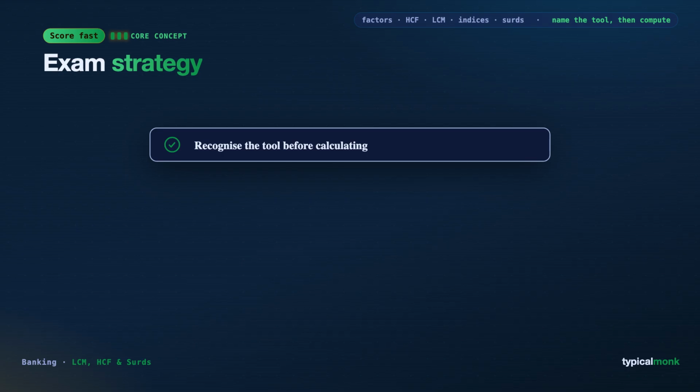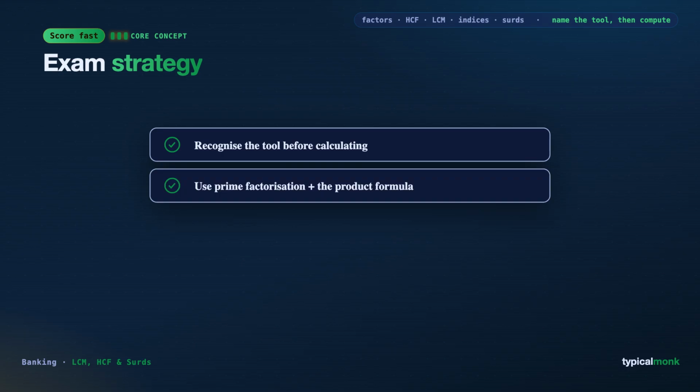Getting that choice right in the first 2 seconds is worth more than any speed, because the fastest calculation with the wrong tool still earns 0. Train the recognition reflex first, and the arithmetic second.